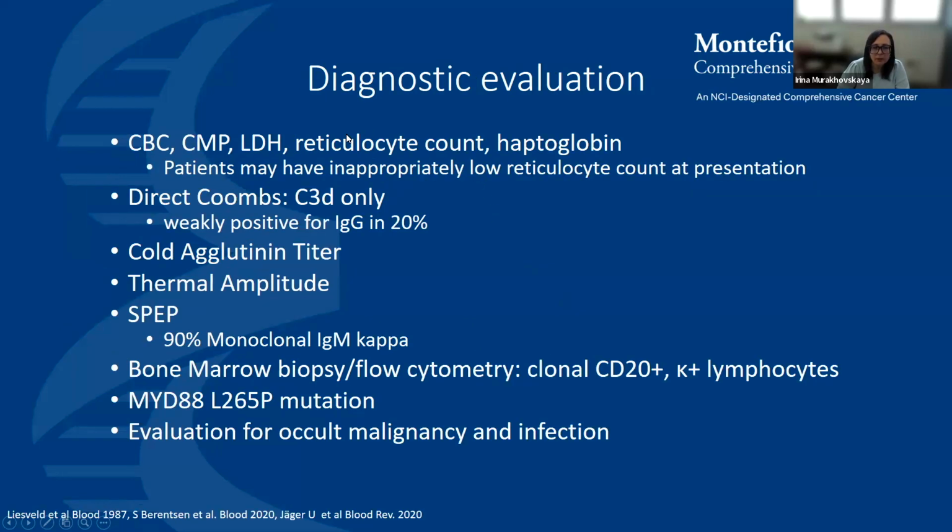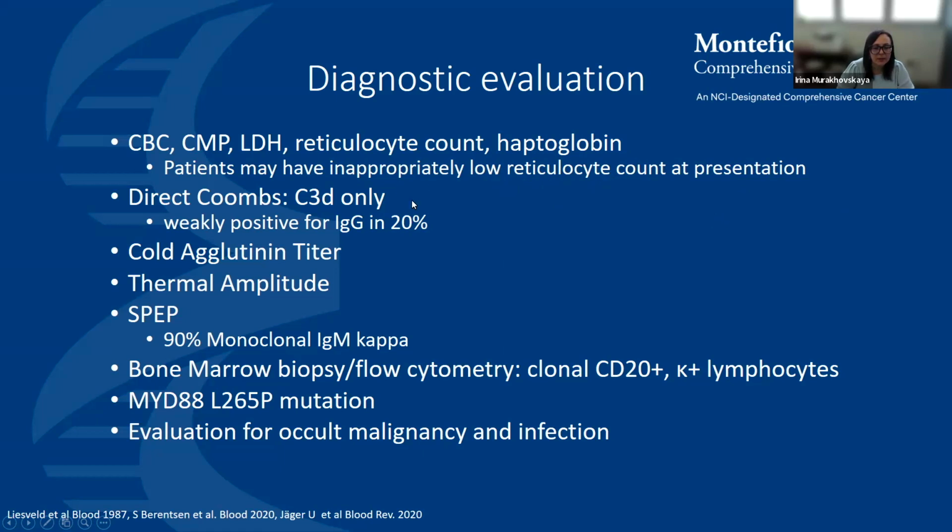Diagnostic evaluation of cold agglutinin disease includes complete blood count, metabolic panel with bilirubin, which is typically elevated in patients with cold agglutinin disease, reticulocyte count, and haptoglobin. It should be noted that patients may have an inappropriately low reticulocyte count at presentation, so a lack of elevation of the reticulocyte count should not preclude the diagnosis of cold agglutinin disease in an appropriate scenario.